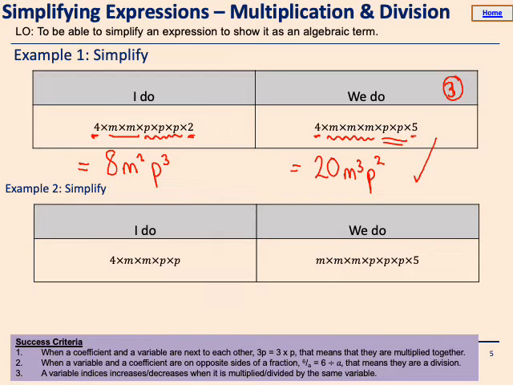So for the I do, now we've only got the 4, so I'm going to put the 4 at the start. Then we've got 2 m's, and then we've got 2 p's, so it's going to be m squared, p squared. So, now that you're on the we do, give yourselves a minute, pause the video, and see if you can get the 4th one right.